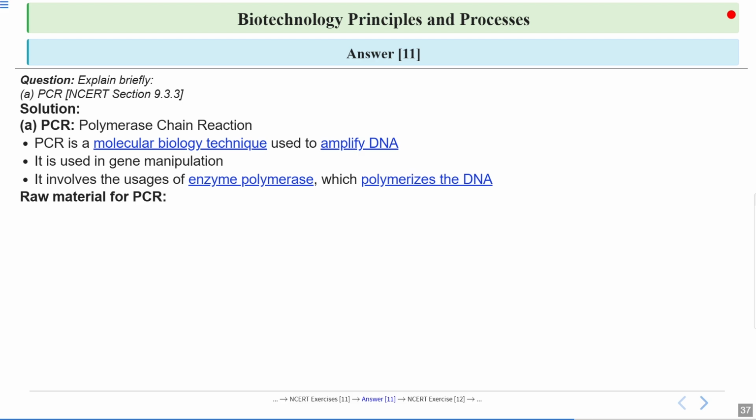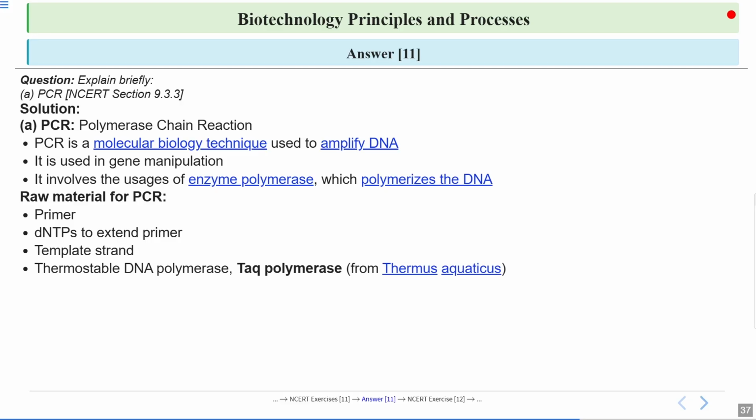Raw material that is used for the PCR technique: primer, deoxy NTPs, that is nucleotide triphosphates, to extend the primer, template strand, and thermostable DNA polymerase that is called Taq polymerase that you get from a bacteria called Thermus aquaticus. This bacteria can withstand a very high temperature.